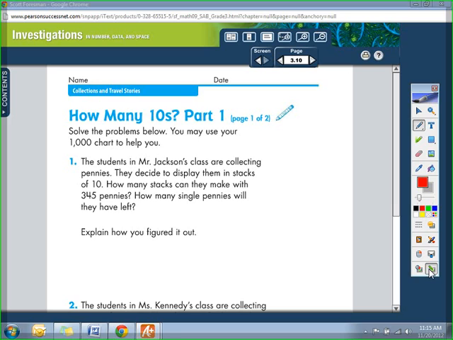Who can tell me one way that we can do this problem? Raise your hand if you do it the Max and Jimmy way. Raise your hand if you like to draw the strips of 10. Raise your hand if you do a division box. Okay, so as you can see, we have a lot of students that are doing it different ways. Alright, who can tell me the way that you do this problem?